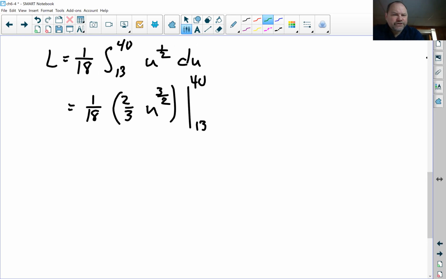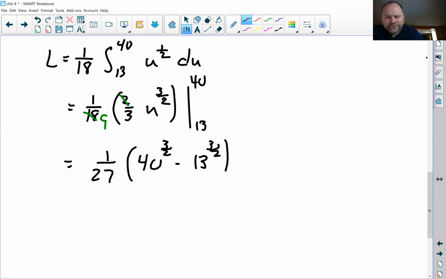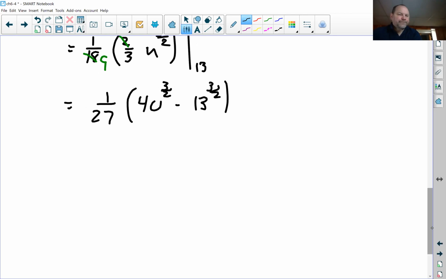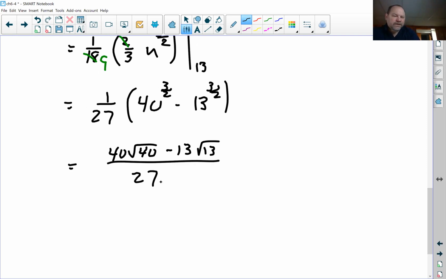A little bit of cancellation. So that's 1 over 27, 40 to the 3/2 minus 13 to the 3/2. Now, if you want to get really creative, this would be 40 root 40 minus 13 root 13 all over 27. And yes, there's a factor that can come out.